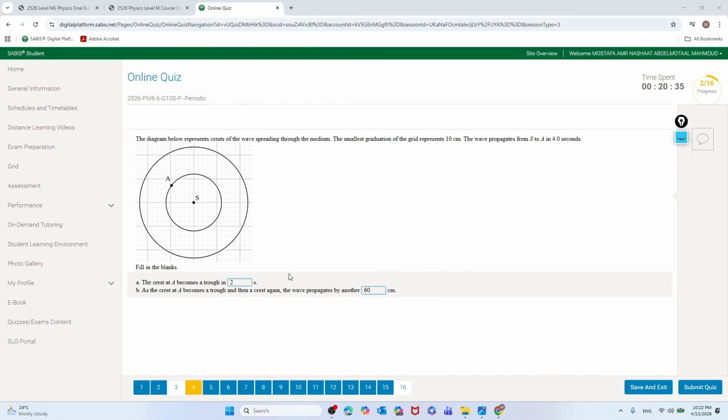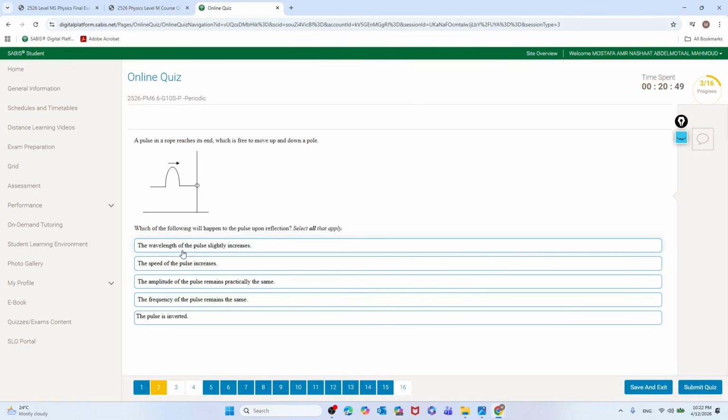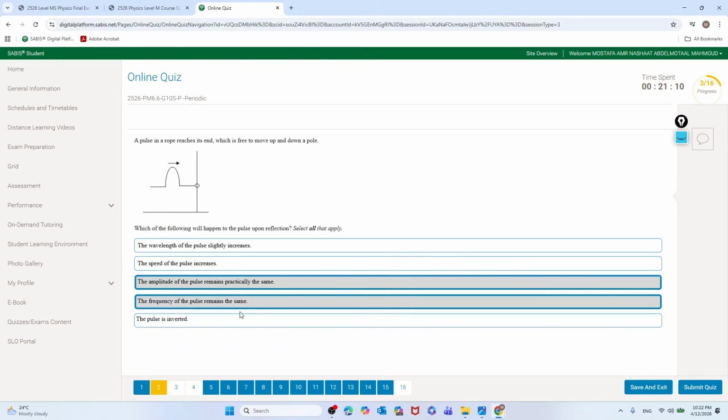Now I want to solve question 2 and question 6. I can't even read my handwriting. Which of the following will happen to the pulse upon reflection? Here, this is a free end. So what happens at a free end? It stays positive. The amplitude of the pulse remains almost the same. The frequency of the pulse remains the same. The pulse is not inverted.